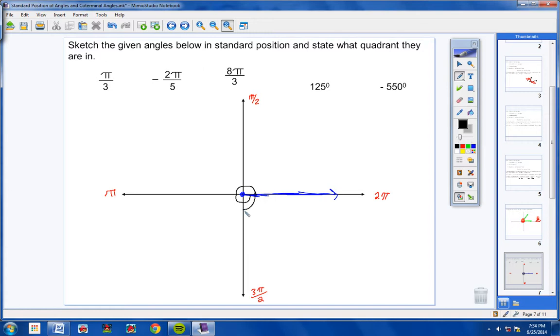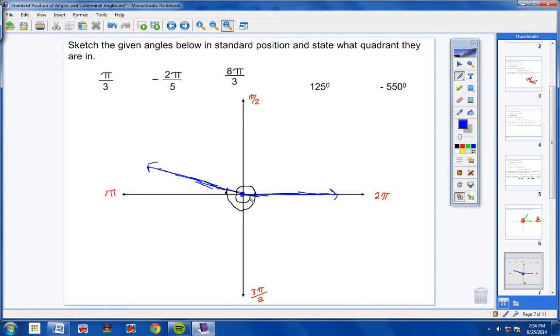That's 450. Let's go 90 more. That's 540, and we want 550, so we'll go just a little more for that 10 degrees, and it's just an estimation. I guess I should change the colors back to blue. Here's our terminal side right here. All right, so do you see what we did?